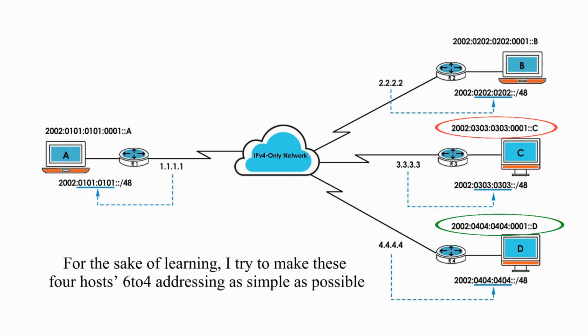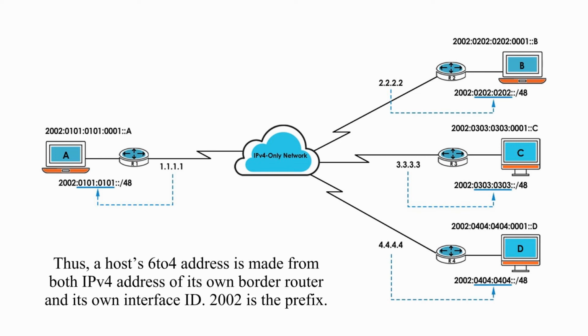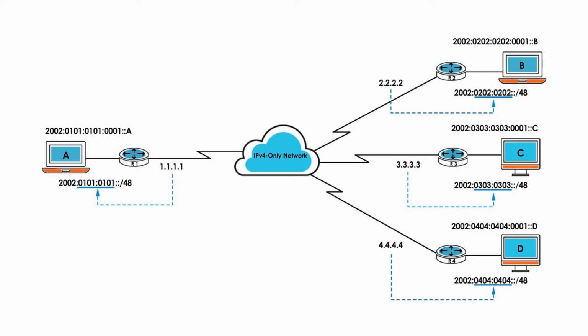For the sake of learning, I try to make these four hosts' 6to4 addressing as simple as possible because an IPv6 address is kind of long and confusing. It takes a while to get used to the structure. Thus, a host's 6to4 address is made from both the IPv4 address of its own border router and its own interface ID. 2002 is the prefix.